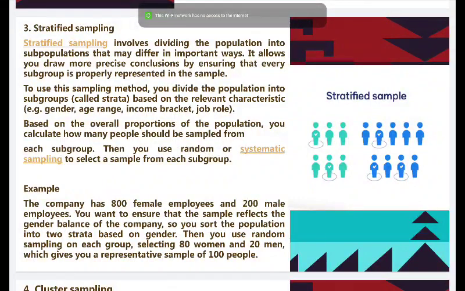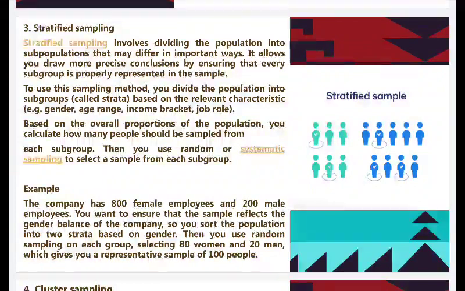Then, you should randomly or systematically sample to select a sample from each subgroup. For example, the company has 800 female employees and 200 male employees. Now, you want to ensure that the sample reflects the gender balance of the company, so you sort the population into strata based on gender, sa babae ba or lalaki, or any other gender. Then, you use random sampling on each group, selecting 80 women and 20 men, which gives you a representative sample of 100 people. So, dinivide po niya.